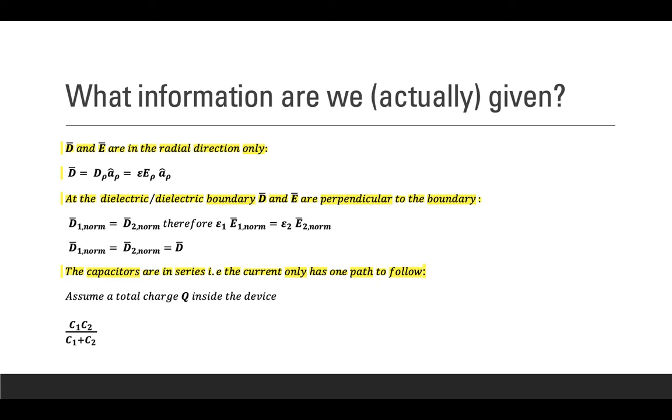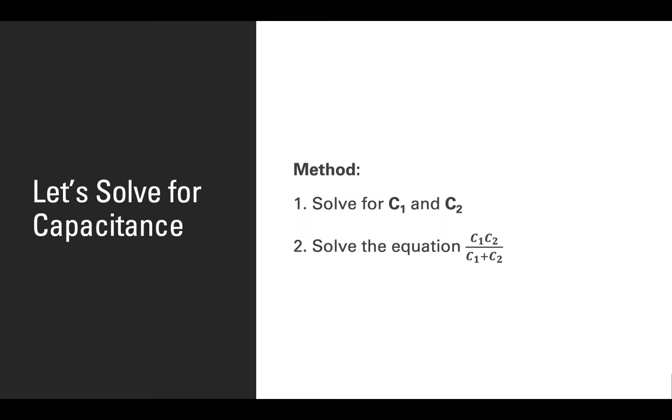Finally, we can clearly see the capacitor is in a series configuration, as the current only has one path to follow through the dielectrics, and we can assume a total charge Q through the capacitor. The equation for capacitors in series is given at the bottom. The easiest method for solving this problem is to find the capacitance in each capacitor and then calculate the capacitance via the equation shown.